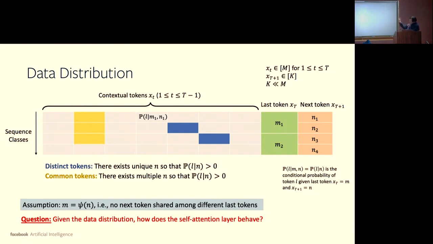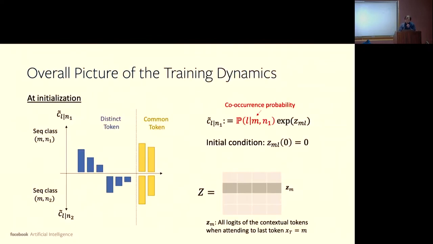Given that data assumption, the question is, how does the self-attention layer behave? Here's the main conclusion, the overall picture of the transformer dynamics. First of all, we put this key statistic there, called C theta. It is the product between the co-occurrence probability, which is the probability from a data set, and the exponent of the pairwise attention matrix. You want to analyze the behavior of this C theta.